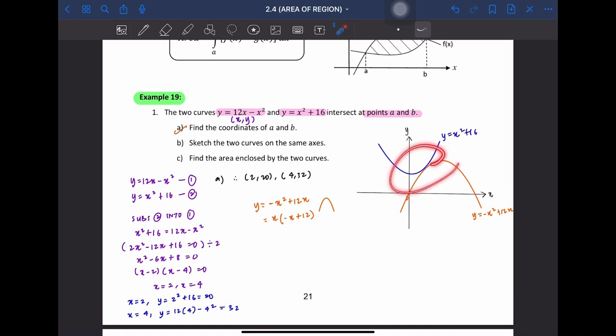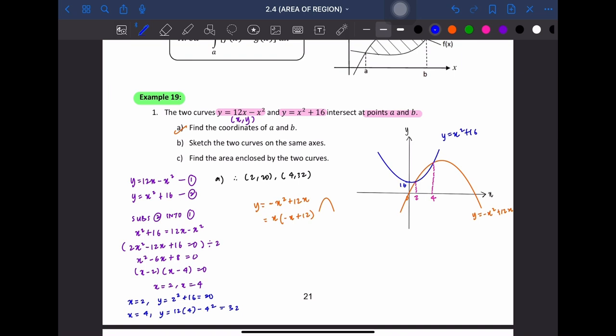Okay, so this is our second function. Okay, but something wrong with this graph. Okay, so the question said that the two curves intersect, right? So this graph does not intersect, so I need to edit my graph a little bit like this. So now I notice that they intersect with each other and they have 2 points of intersection. Okay, so this is the first point and this is the second point. So we have 2 values of x that we found already, 2 and 4. So obviously here is 2 and here is 4. Okay, so this is your graph. And then here is 16.